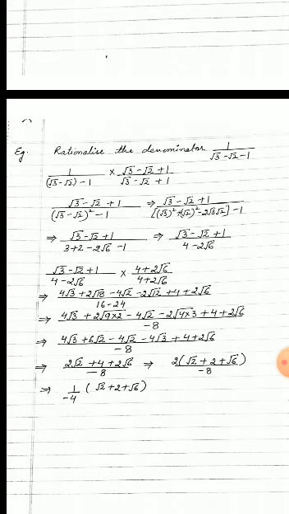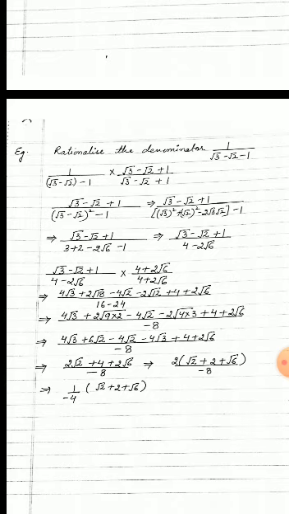When you expand (root 3 minus root 2) whole square, you get 3 plus 2 minus 2 root 6, and minus 1 is written as it is. 3 plus 2 gives you 5. 5 minus 1 will give you 4. So the fraction becomes root 3 minus root 2 plus 1 upon 4 minus 2 root 6.